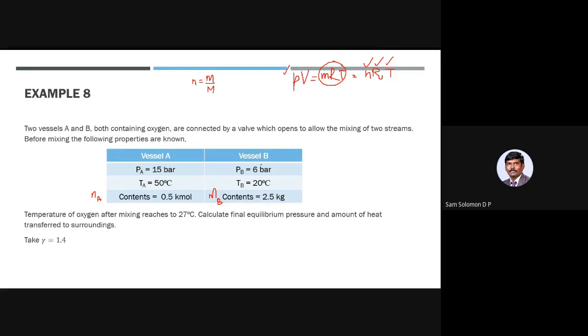Similarly in vessel B also you can find out Vb, because your mass is given, your pressure is given, your temperature is given. R of oxygen you can find out using Ru by M, 8314.4 divided by 32. That will give you the volume of the oxygen in vessel B, Vb. If you are able to find out Ma and Mb, you will be able to know the total mass of oxygen after mixing, because both of them are mixing.